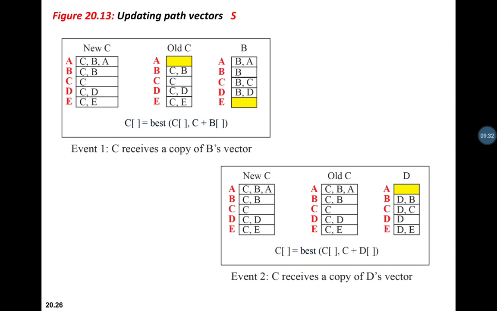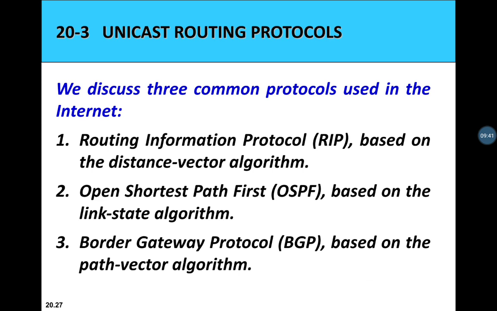Vector for node C after the first event is stabilized and serves as its forwarding table. That is about updating the path vector. So remember one example and just see how it is getting updated with respect to the path. That is a path vector.